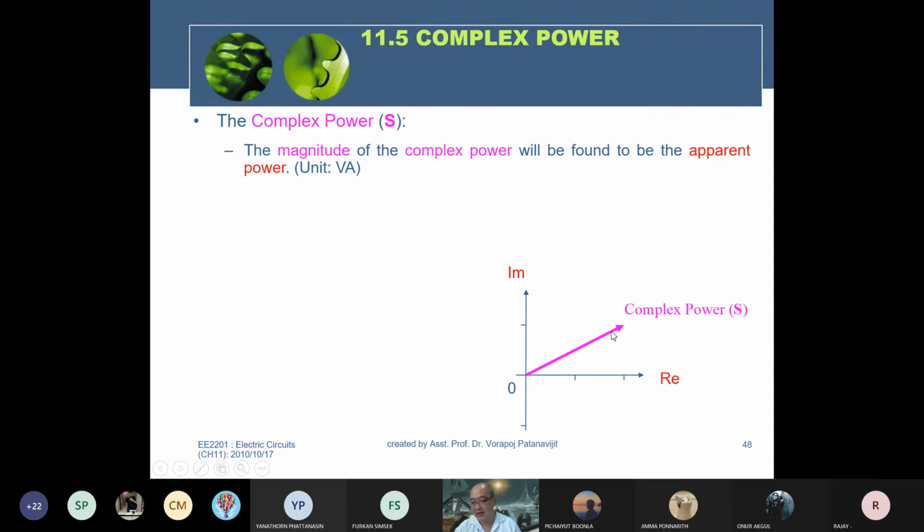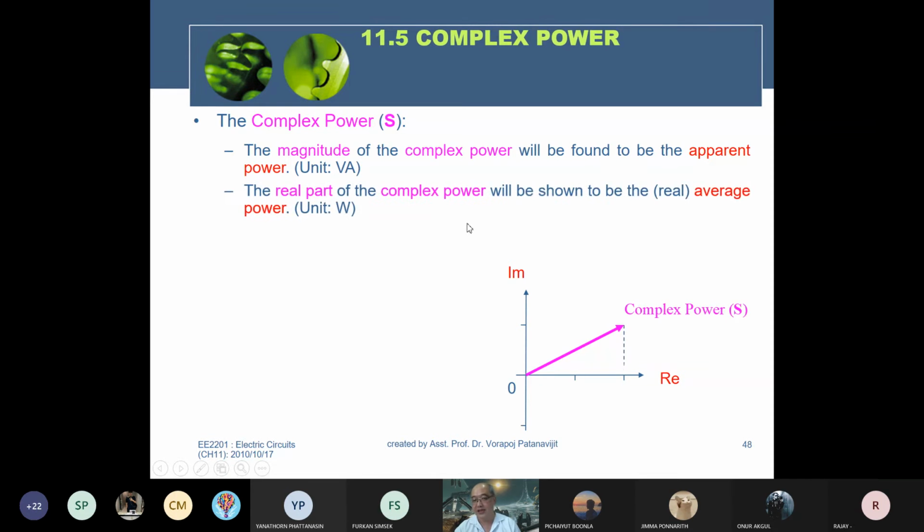The complex power is the thing that you already saw in the previous one, but the complex power will show you the magnitude and the angle. In the horizontal axis, it means you must convert them into the real part and the imaginary part. The magnitude of the complex power is the apparent power, and the unit of them is VA, volt-amp.